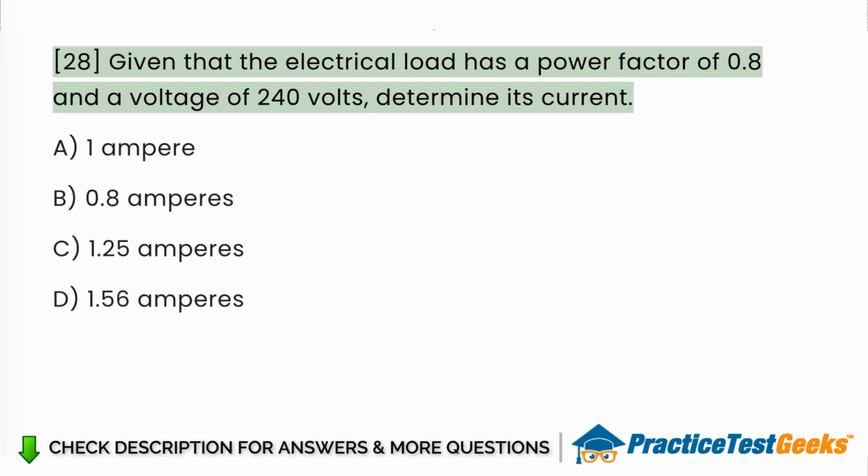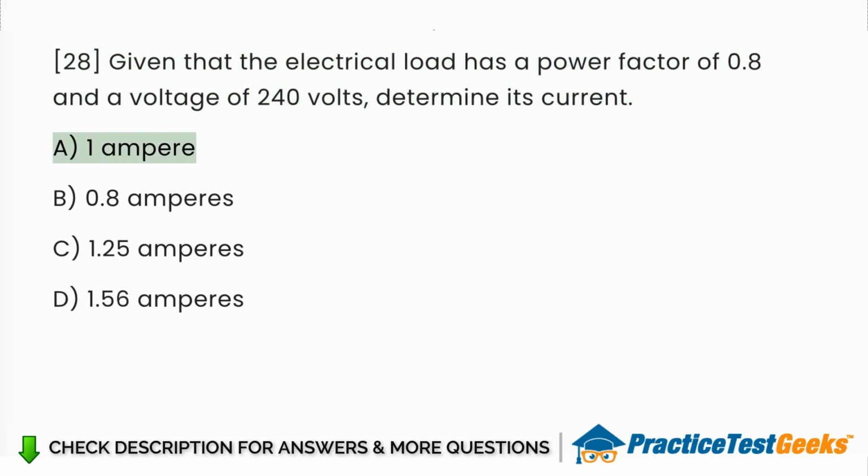Given that the electrical load has a power factor of 0.8 and a voltage of 240 volts, determine its current. A. 1 ampere. B. 0.8 amperes. C. 1.25 amperes. D. 1.56 amperes.